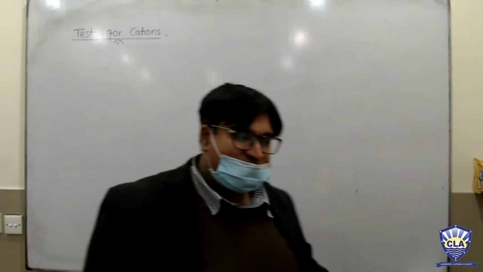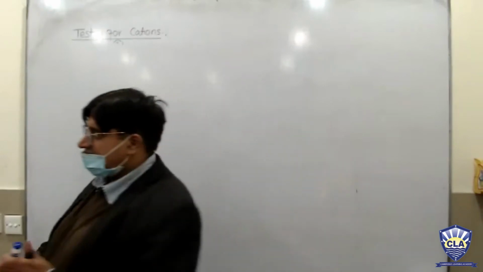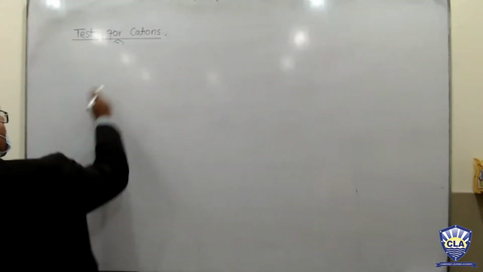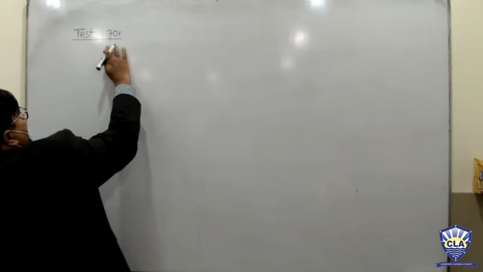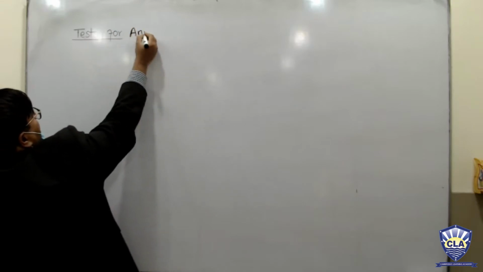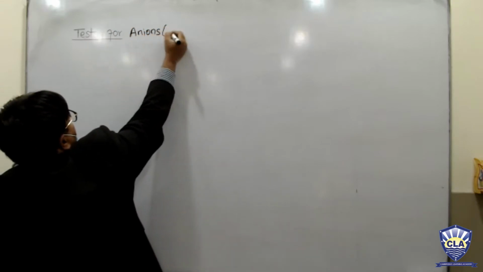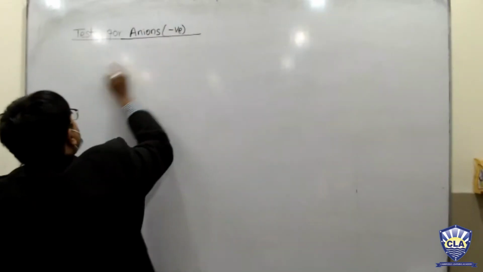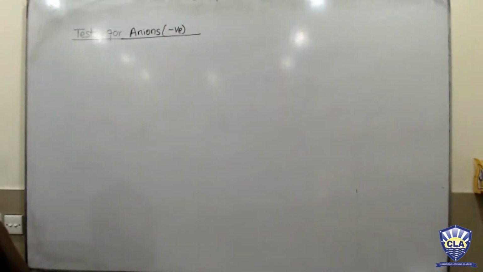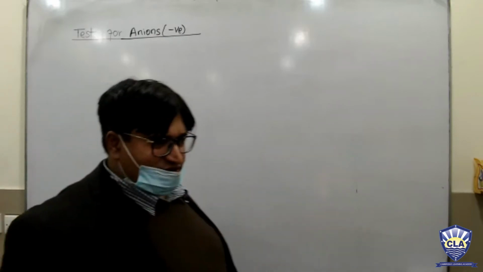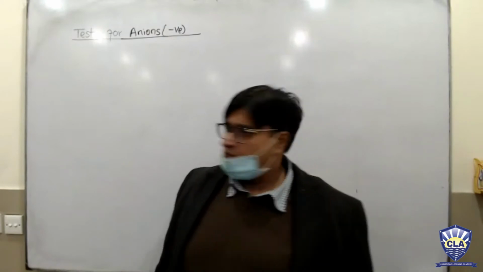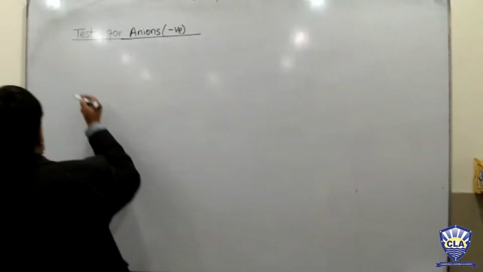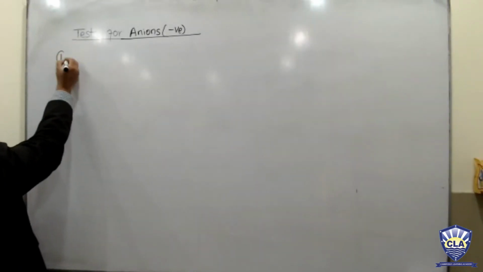Okay, my dear students, now we are going to start with the test for anions. So let's start with the test for anions. Anions mean negative ions. Remember, my dear students, if you want to test the anions, what should you do? There are some anions, so we are going to discuss them one by one.